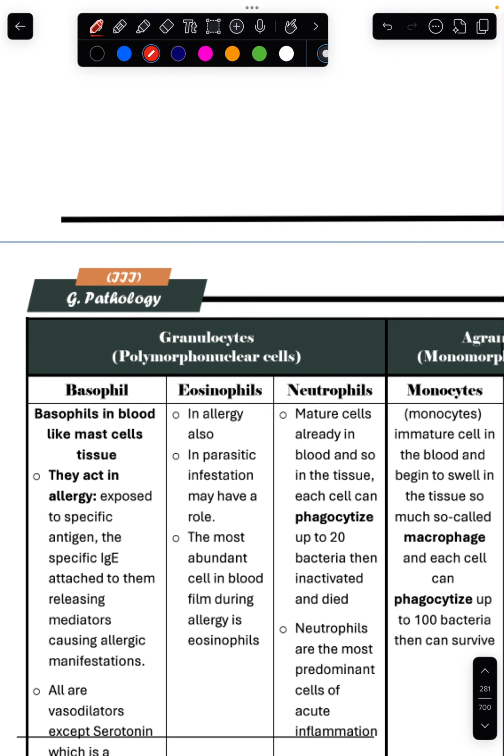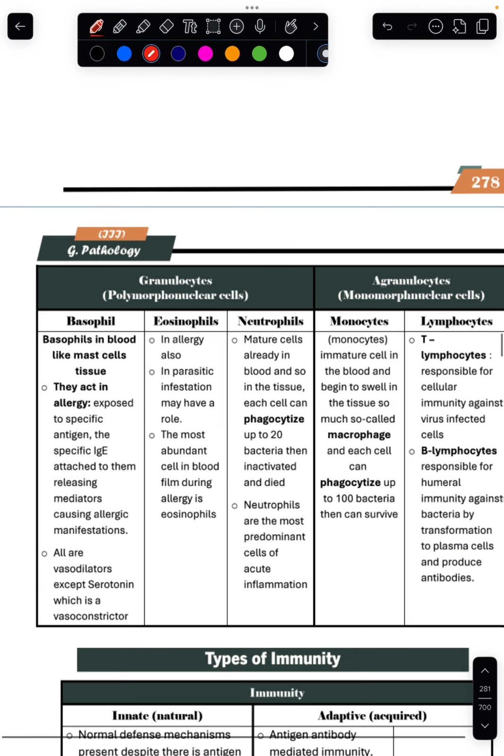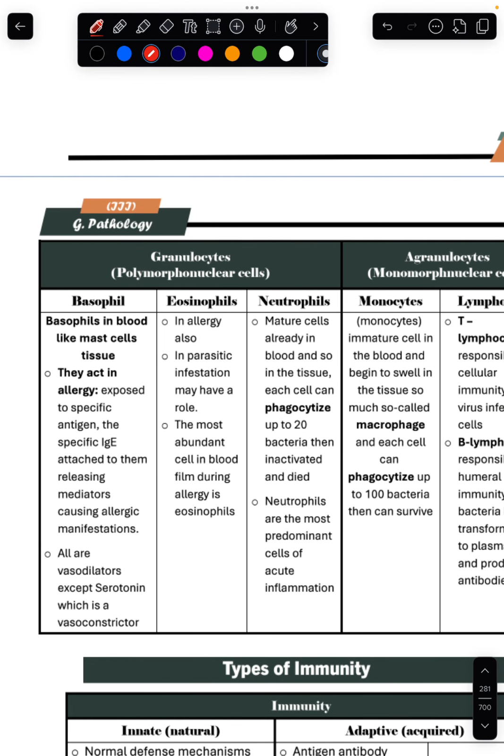So polymorphonuclear cells are also called granulocytes: basophil, eosinophil, neutrophil. Basophils in the blood are basically concerned with the mast cells. Allergy, antigen, IgE, important, allergic. They are all vasodilators, except serotonin, which is a vasoconstrictor.